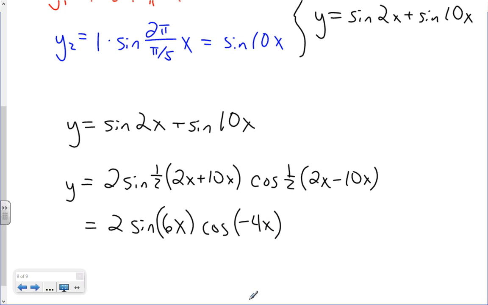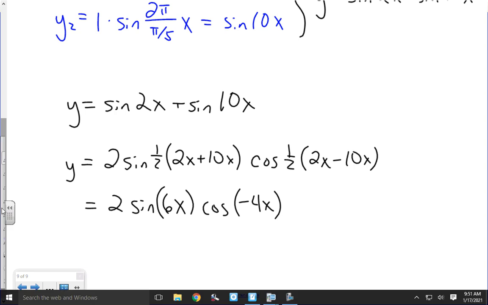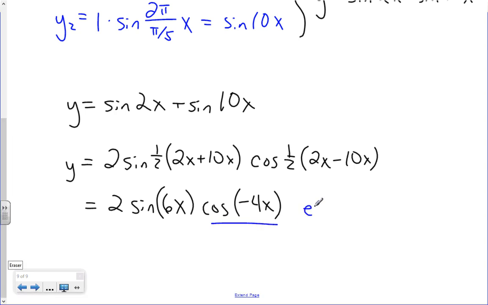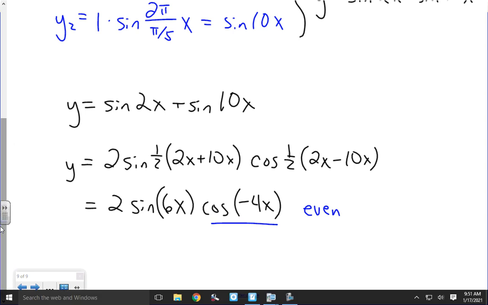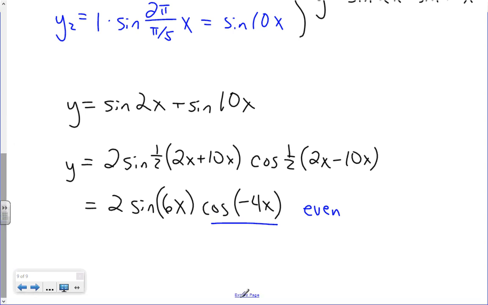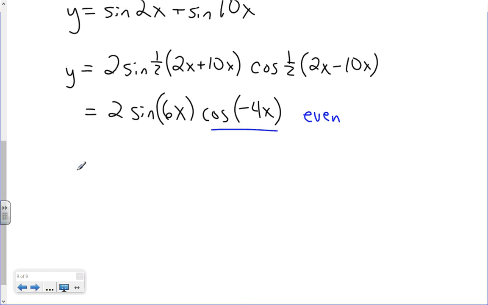And I would suggest you probably want to get rid of that negative there. Again, use your even property here. This here is an even function, so we can use that even property. That says I can rewrite the cosine of a negative value as just the cosine of that value. You can get rid of the negative sign there since it's an even function. So it's 2 times the sine of 6x times the cosine of 4x.